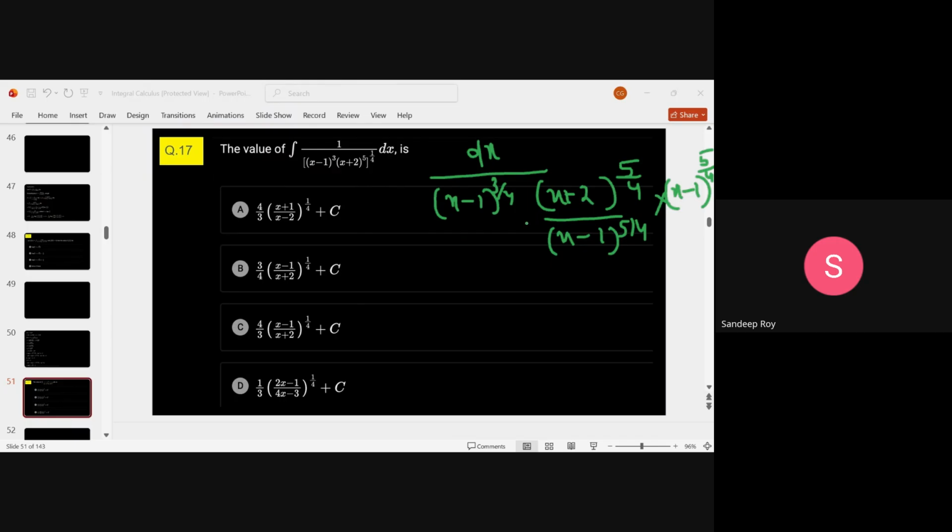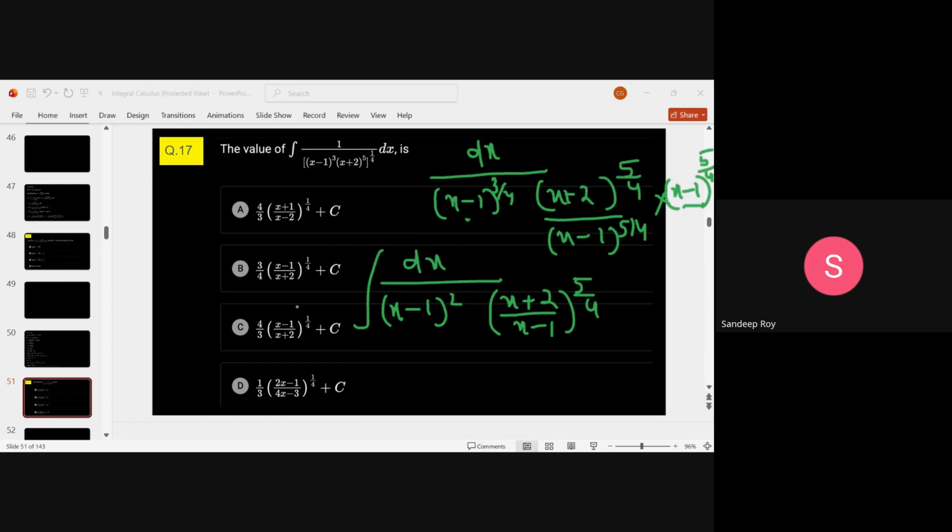So after that, merge all the (x minus 1). Over here (x minus 1) to the power 3 by 4 is there, and over here (x minus 1) to the power 5 by 4 is there, right? If you merge both, how much is the power? It will be (x minus 1) power 3 by 4 plus 5 by 4, so (x minus 1) whole square. And this term I can write as, because they have common power 5 by 4, (x plus 2) divided by (x minus 1), whole power 5 by 4.